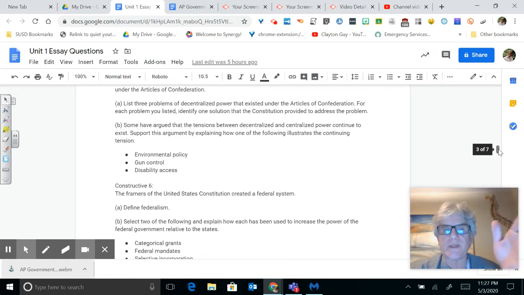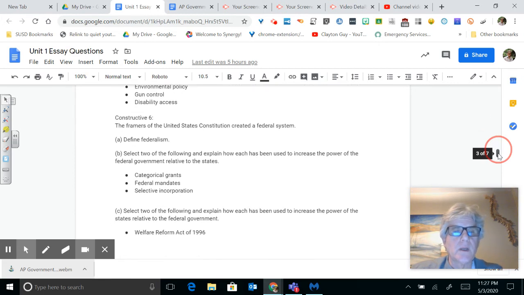Centralized power is the federal government telling states and local areas what to do. In disability access, it's the federal government not only telling the states to do something, but local cities, local areas, local businesses what to do. So you need to support this argument with one illustration in one of those areas.